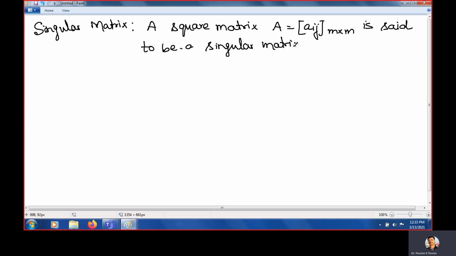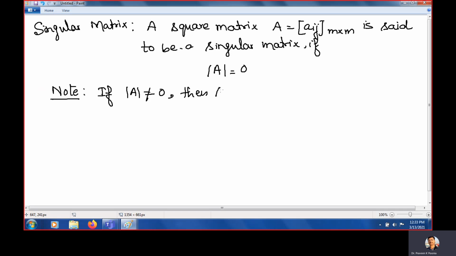When do we call it a singular matrix? If determinant of A, the determinant of the matrix, is 0. And you should note here, if determinant is not 0, if the value is not 0, then A is a non-singular matrix.